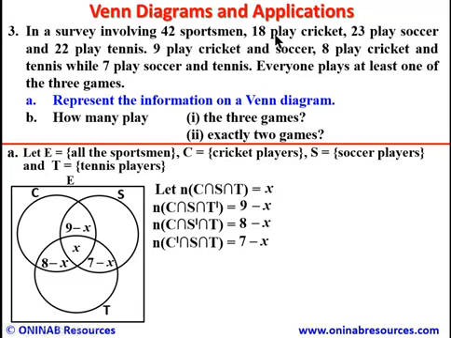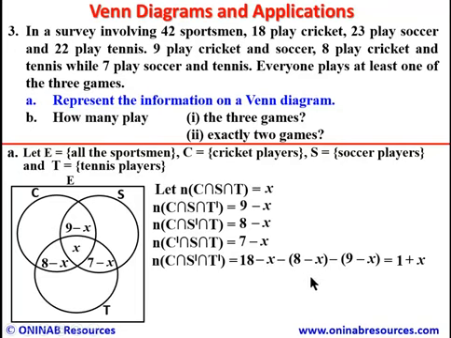For cricket only, 18 play cricket, so that's going to give us N of C intersection S prime intersection T prime, which is going to be 18 minus every other thing within this circle to give us this only, minus X, minus 8 minus X, and minus 9 minus X. If you simplify this, we have 1 plus X, and it goes to this region.